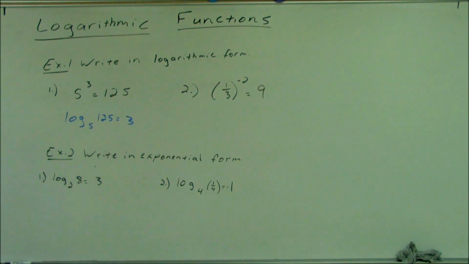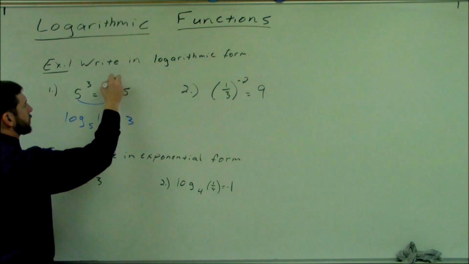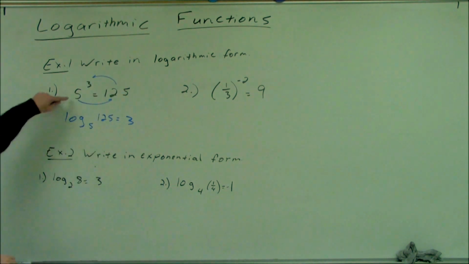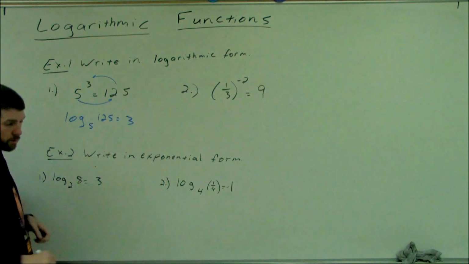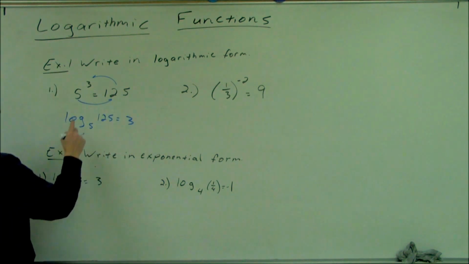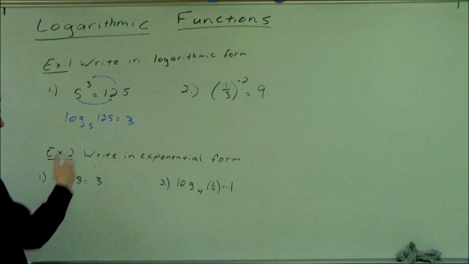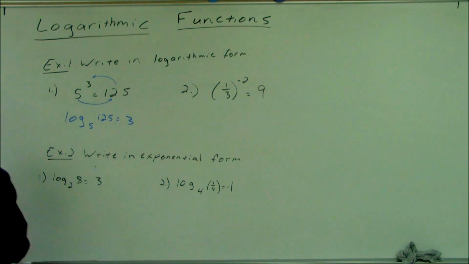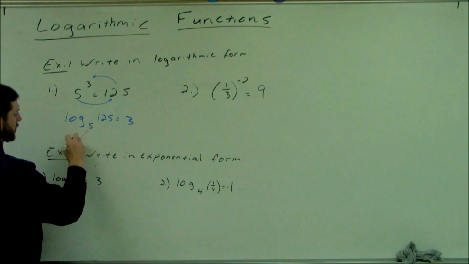So what I'll tell people typically is start with your base and just work your way around the equal sign. Log base 5 of 125 equals 3. So start with your base, and we still call this the base. Okay, so it doesn't matter if it's this form or this form. This is the base of the log.